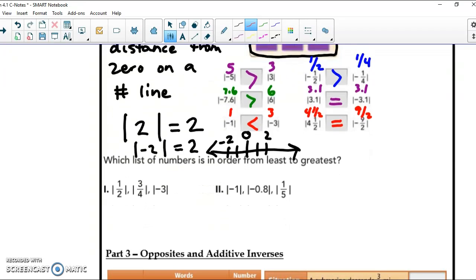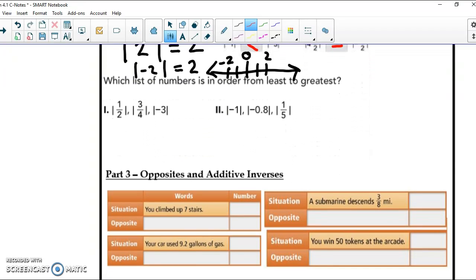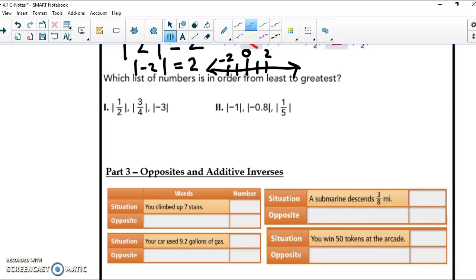So you are going to be asked to use absolute value on your homework by evaluating the absolute value and then placing numbers in order. So let's make sure that we understand the concepts here and practice this from least to greatest. So first I'm going to write the value of each of these.